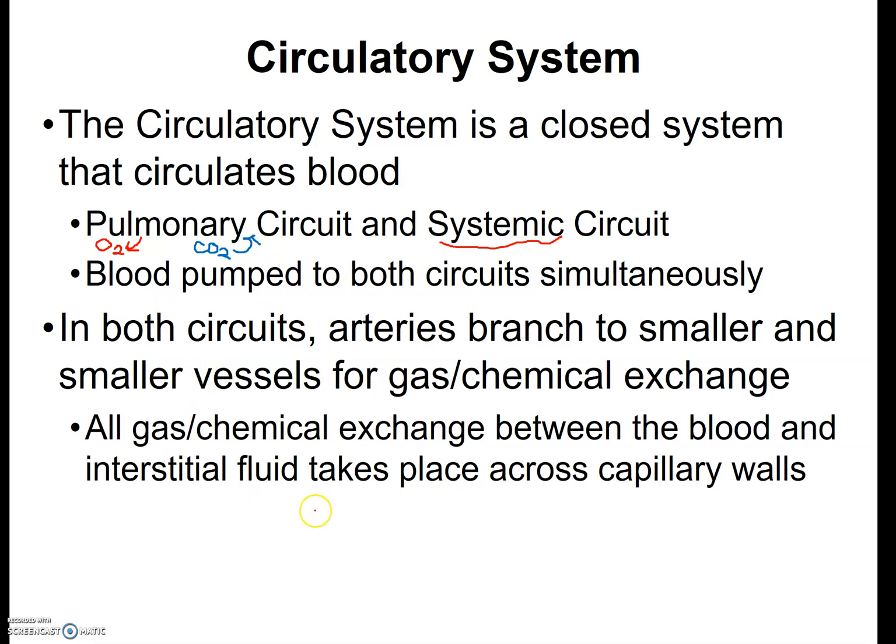So all gases, and to top it all off, chemical exchange, like chemicals such as sugars and metabolic wastes, occur at the level of capillaries, where you have tissues, okay?